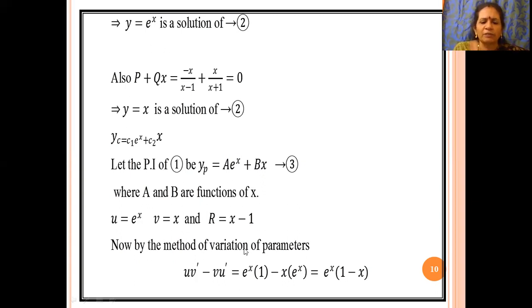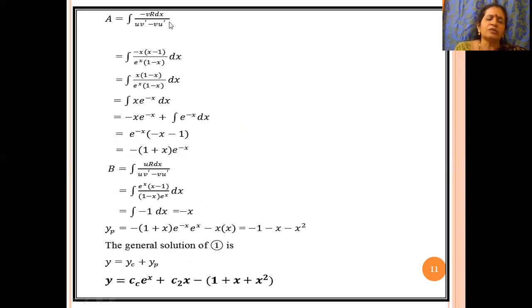Right? Now by the method of variation of parameters, we have the formula. What is the formula? UV dash minus VU dash, right? So from that we got this value, e power x into 1 minus x. So after using the variation of parameters, that value we got is UV dash minus VU dash. After getting that value, then go to the capital A. We know the capital A formula is this, and the B formula is this. Then find out the capital A using this integration. Similarly, capital B we find out using this integration. Then we'll get B as minus x and A as minus of 1 plus x into e power minus x.